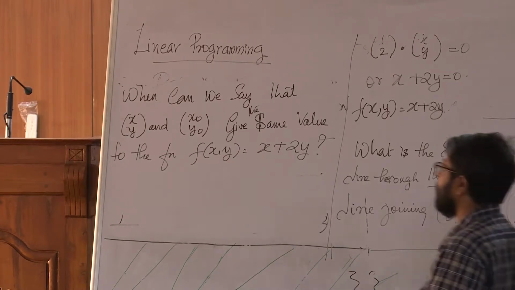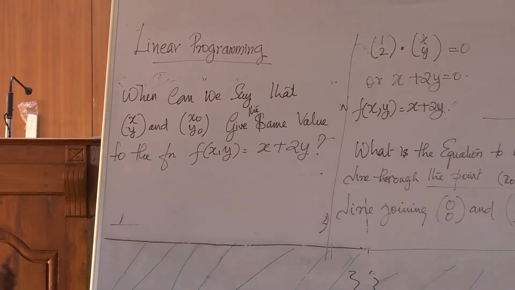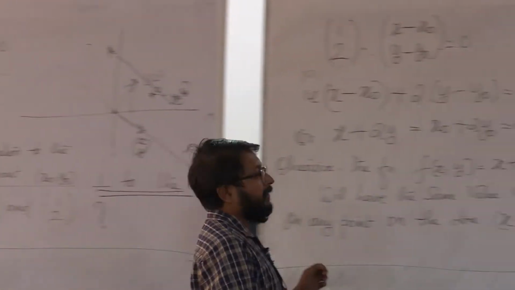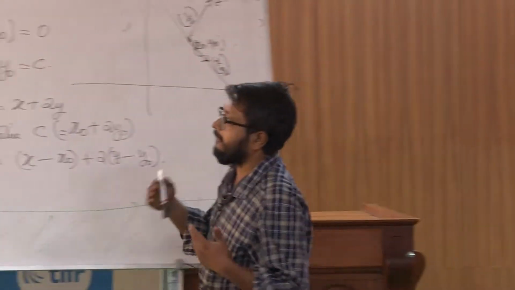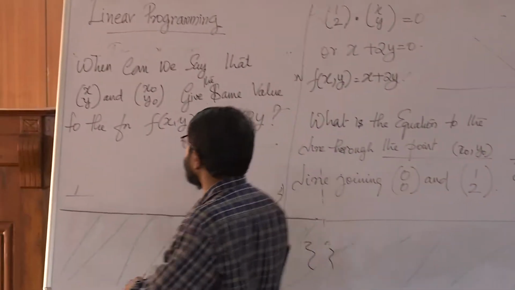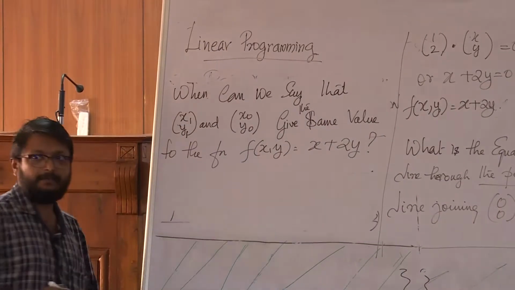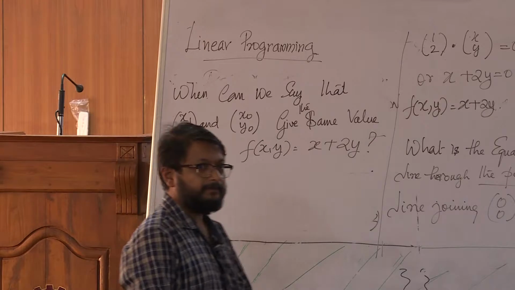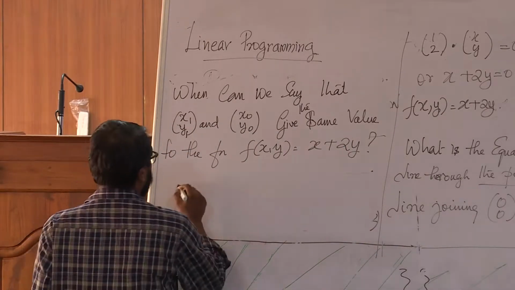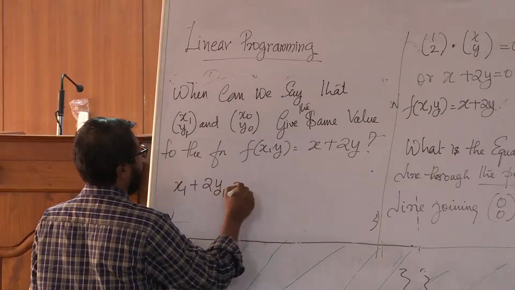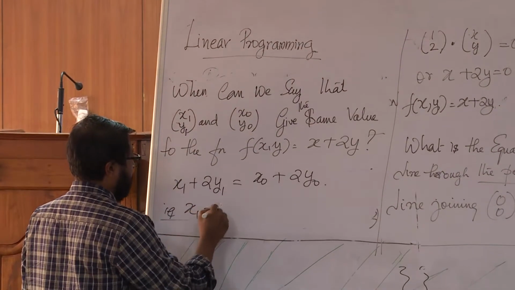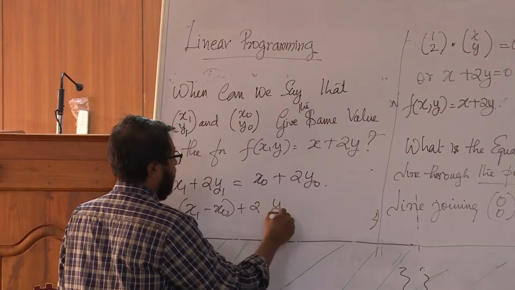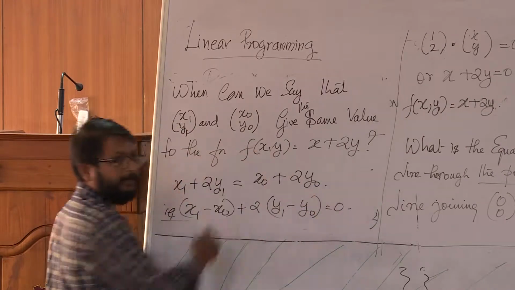What is the condition for 2 points x y and x naught y naught to have the property that the linear function x plus 2y evaluates to the same value at these 2 points? What can you say about these two points? Or let us put this as x1 y1 and x naught y naught. What is the requirement? The requirement is that x1 plus 2y1 should be equal to x naught plus 2y naught, correct? That is, (x1 minus x naught) plus 2 into (y1 minus y naught) should be equal to 0, correct?